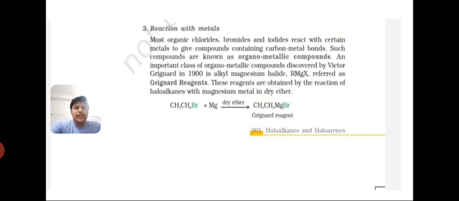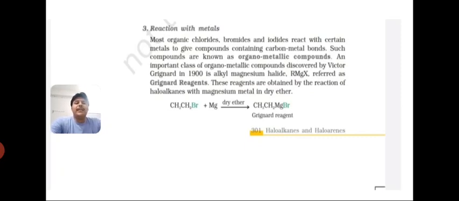Now the next is the reaction with metals. So the first reaction is of alkyl halide with magnesium metal in the presence of dry ether. After reaction it gives alkyl magnesium halide. Suppose it is alkyl bromide and it reacts with magnesium in the presence of dry ether, it gives alkyl magnesium bromide. Student, the general reaction is RX plus Mg in the presence of dry ether gives RMgX.